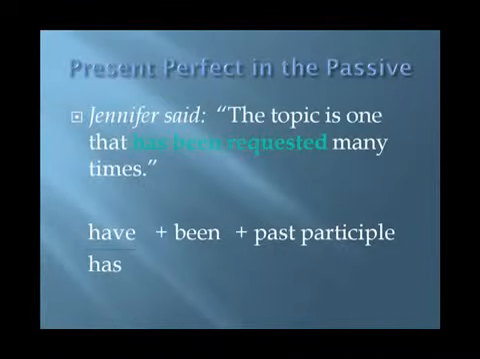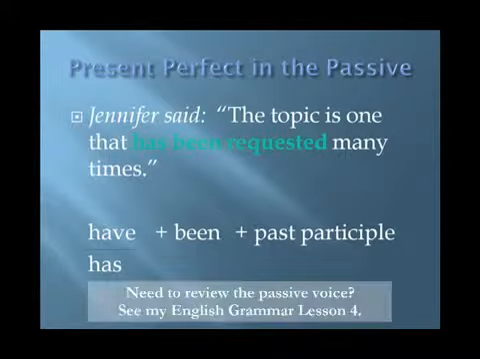In my opening talk, I said the topic is one that has been requested many times. I wanted to point out that this is the present perfect in the passive. The structure is have been or has been plus the past participle. Our main verb is the past participle. Have been or has been are helping verbs. For more on the passive voice, you can see my grammar lesson 4.